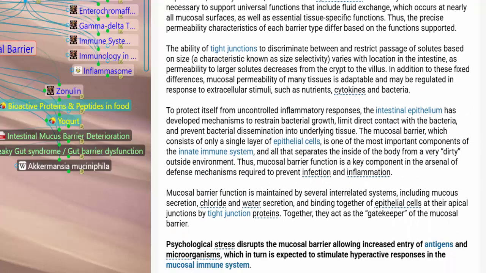The ability of tight junctions to discriminate between and restrict passage of solutes based on size, or size selectivity, varies with the location in the intestine. Permeability to larger solutes decreases from the crypt up to the villus. In addition to these fixed differences, mucosal permeability of many tissues is adaptable and can be regulated in response to extracellular stimuli like nutrients, cytokines, and bacteria.